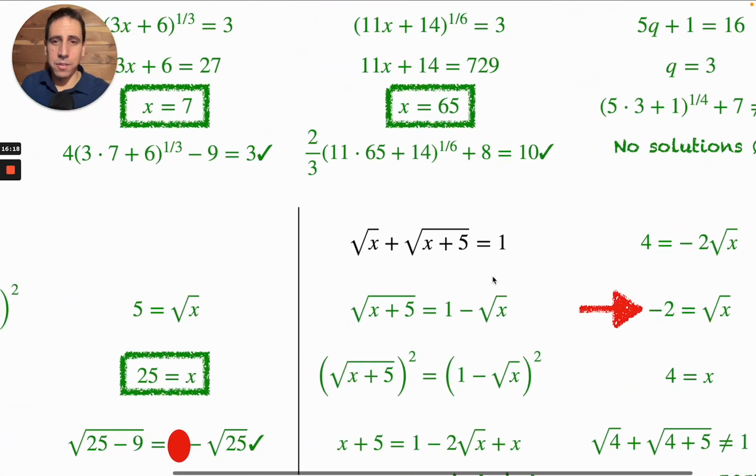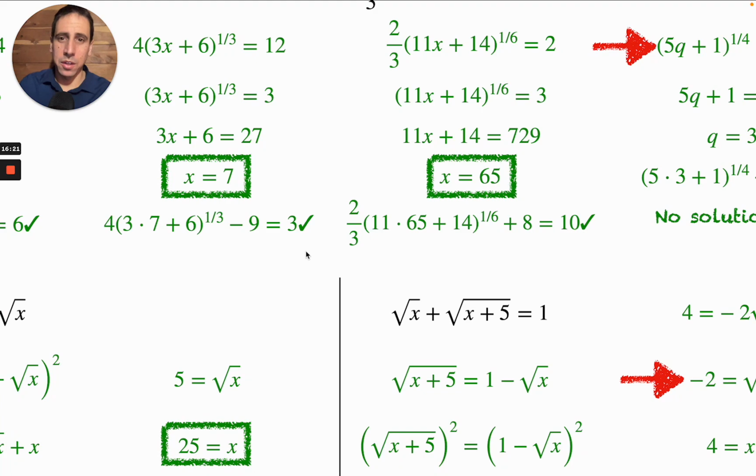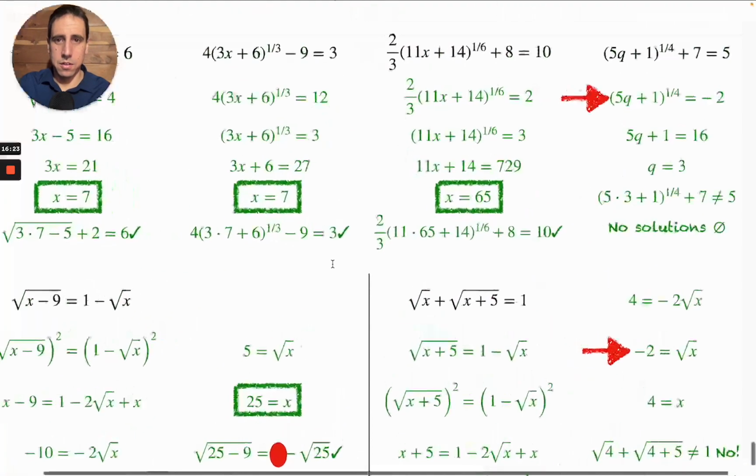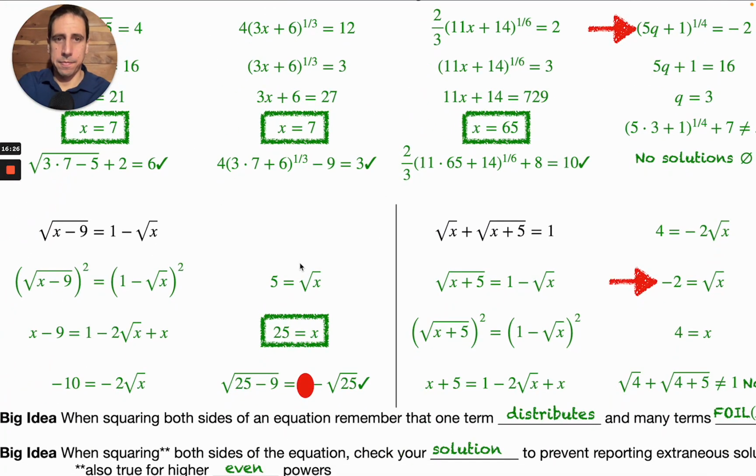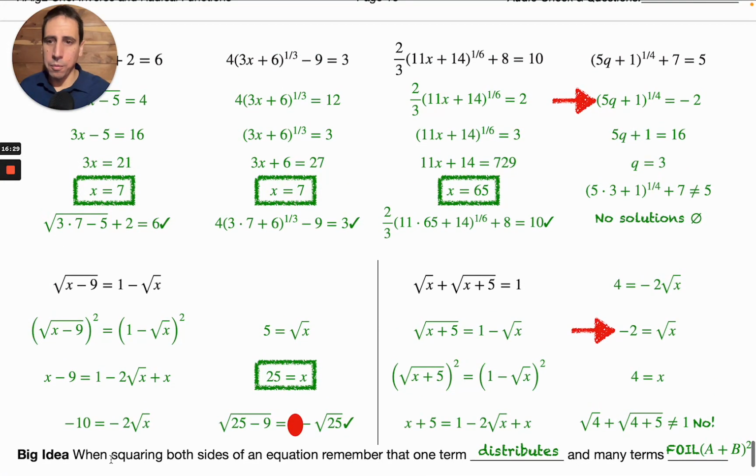All right, so time for some big ideas and the big shortcut that I promised. First of all, when squaring both sides of an equation, you've got to remember that one term distributes and many terms FOIL, or a plus b squared. So, like right here, it was really crucial. This was one term, and this distributes to the square root, and they cancel. This is two terms, and they FOIL, and so you can see it looks like that, which is kind of a tricky thing to think about, and something we have to practice and get used to.